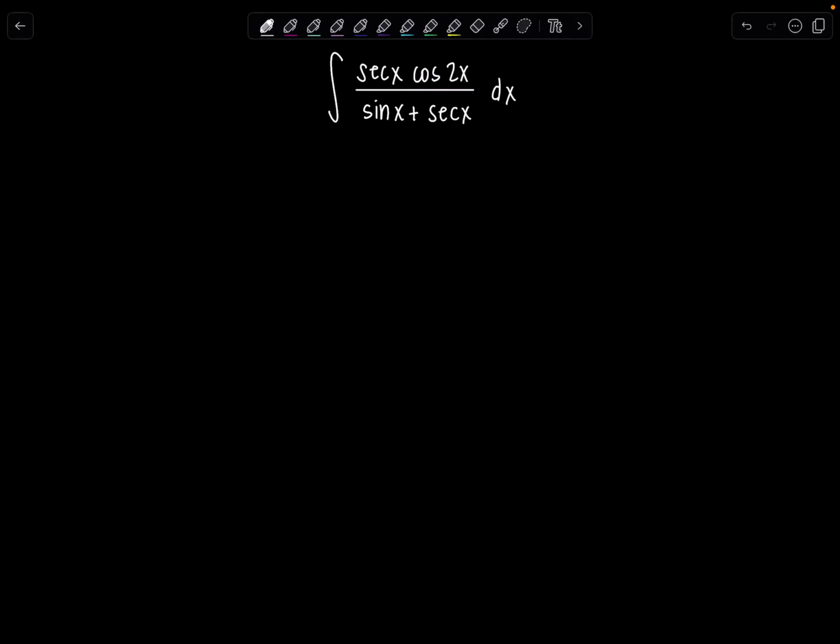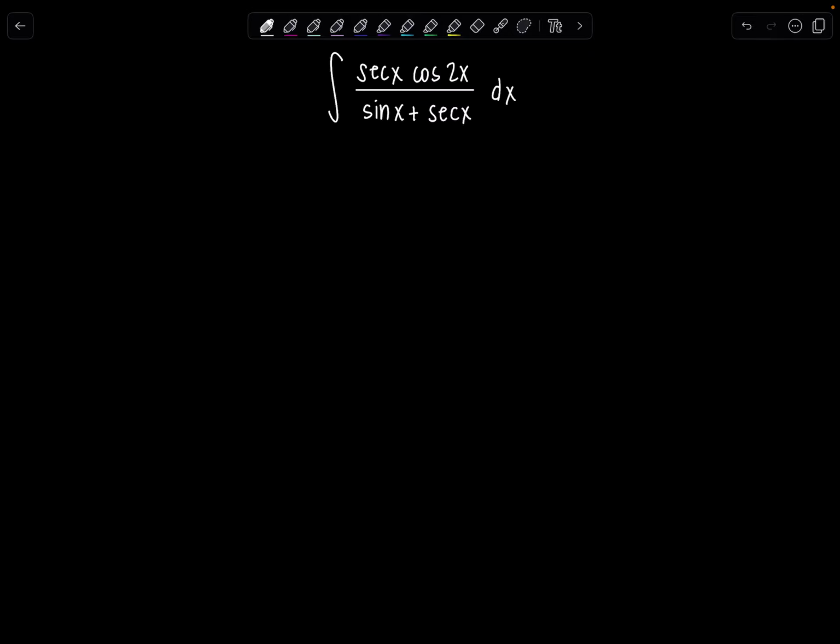Here's your latest integral of the day. We have an indefinite integral of secant x cosine 2x over sine x plus secant x dx. If you want to pause the video and try it on your own, I'll give you a hint. You just need to rewrite the integrand by playing around with some trig identities and whatnot, and then just do one clean little u sub.